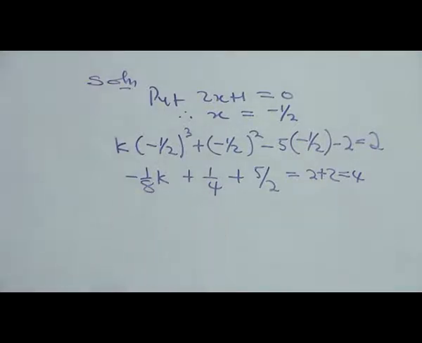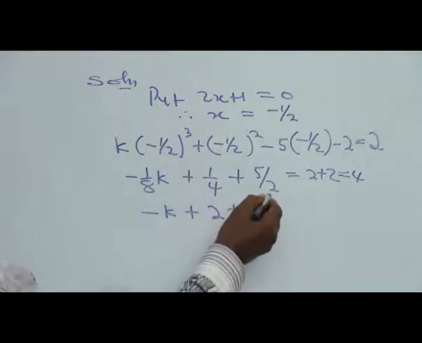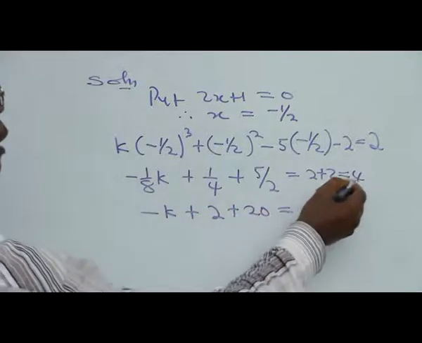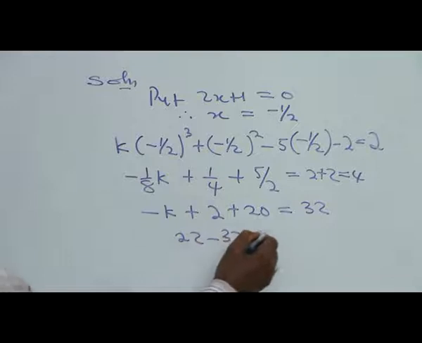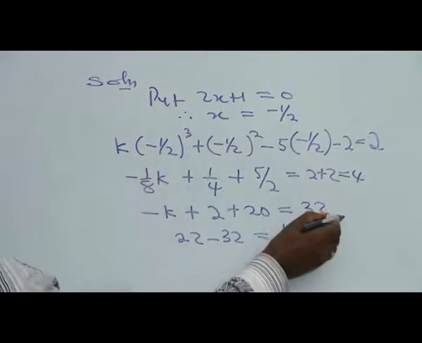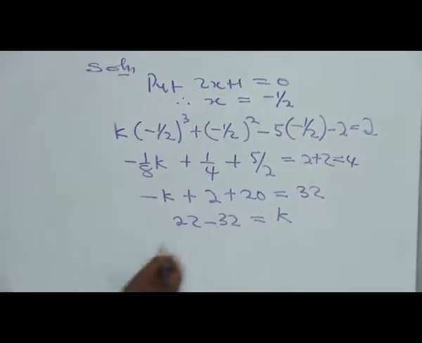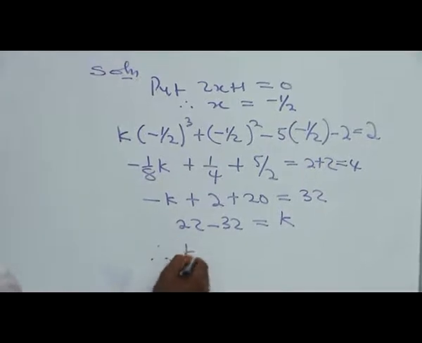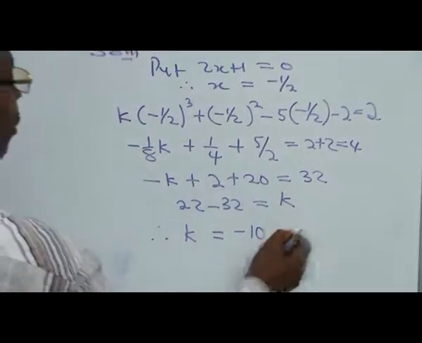We have to find the value of k. So let's multiply all through by 8 to clear the fraction. So we have minus k. If you multiply this by 8, you have 2. If you multiply this by 8, you have 20. Multiply this by 8, you have 32. So we have 22 minus 32 is equal to k. If I move k to the right hand side, it becomes plus k, and I bring my 32 to this side, it becomes minus 32. So if you subtract, we have k equal to minus 10. And that is the solution to the problem.